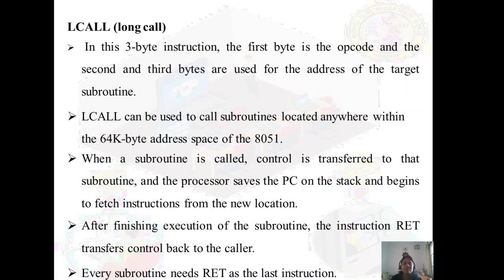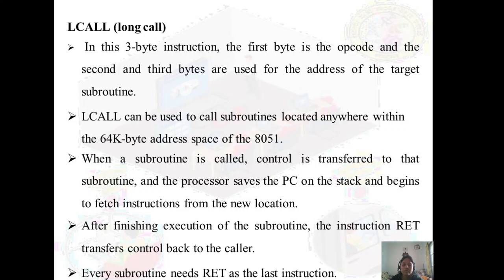First one is LCALL. LCALL means long call. Already we have seen the long jump also. In the long call, it is a 3 byte instruction. In the ranges, I have told you: for relative range and absolute range, it will be a 2 byte instruction. For long range, it will be a 3 byte instruction. So this is the 3 byte instruction.